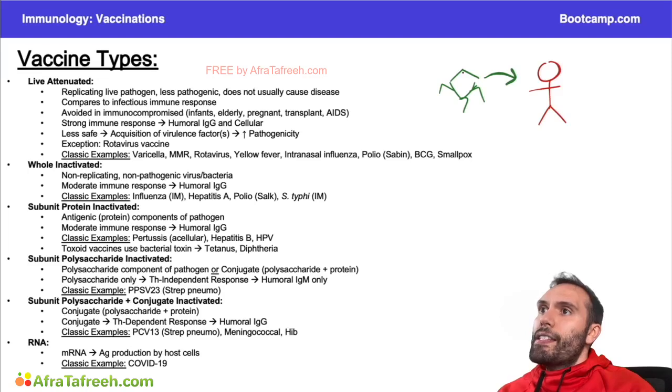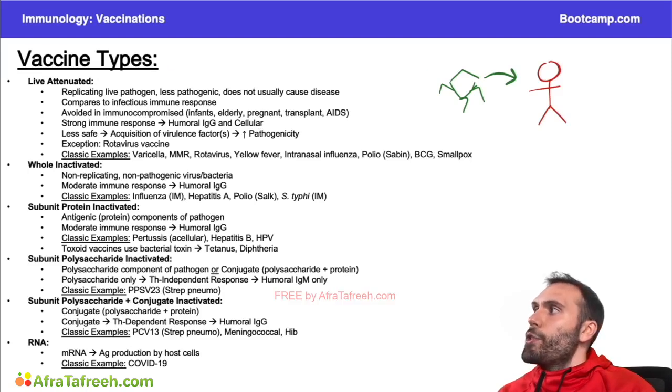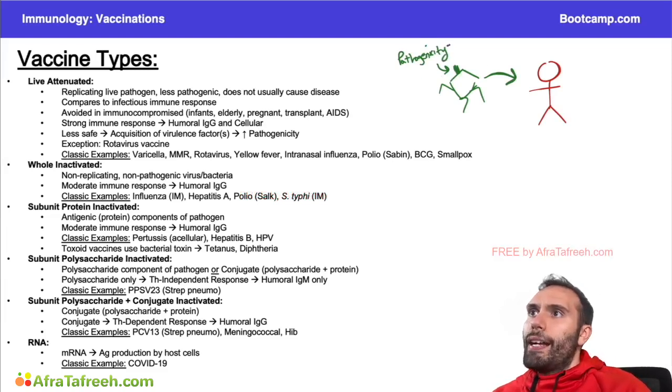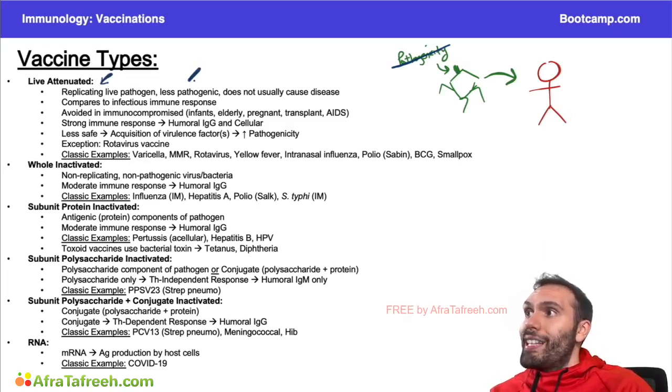Now, the thing that's different is that if the virus normally uses some factor to get into the cells, we'll say this is related to its pathogenicity. If it has something related to its pathogenicity that allows it to replicate and infect cells, we're going to try to knock out the things that really increase the pathogenicity of this organism. That's not to say that it can't replicate. They're live pathogens, they can still replicate. They're just less pathogenic and tend not to cause disease.